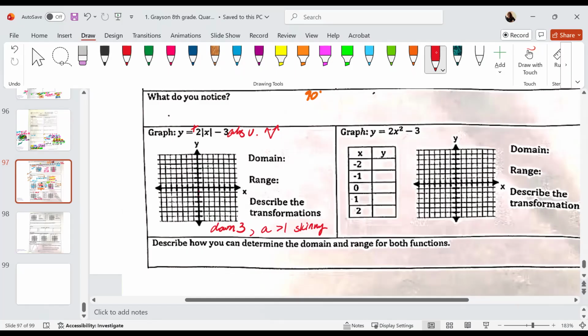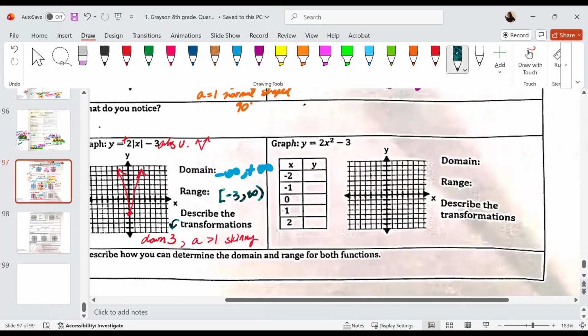Down 3. 1, 2, 3. And instead of having a 90-degree angle, it's more of an acute angle. Do you see that? Your domain. How far low does this get? Describe the transformation. You could do that on your own.